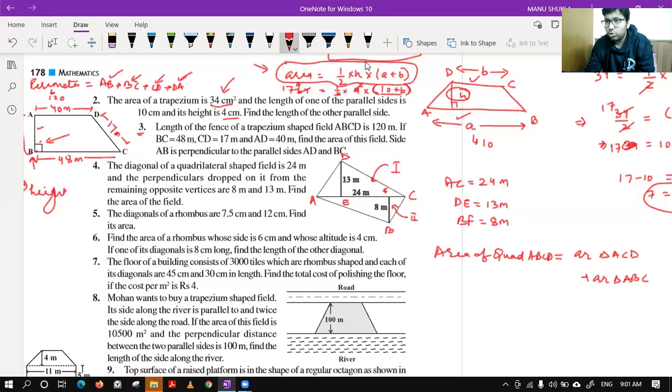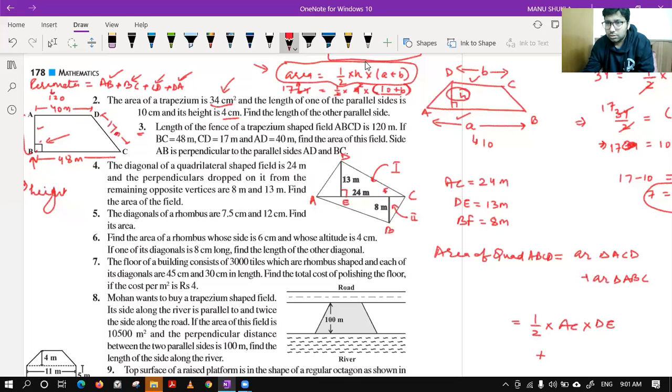Answer is 202 meter square. Ananya is saying fine. Now the area of triangle ACD is half into base into height. What is the base of triangle ACD? Is it AC, AB, or DC? As this is perpendicular, you have to take AC as the base. What is the height? Height is the perpendicular, that is DE.